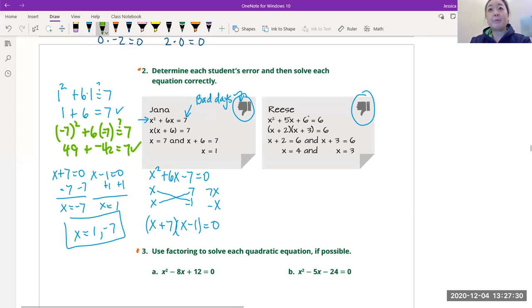Okay, and same thing with Reese. Reese looks like she did the same thing too. Right here, she did not set that equal to 0, and she already just factored stuff. You can't do that. That's again bad days.